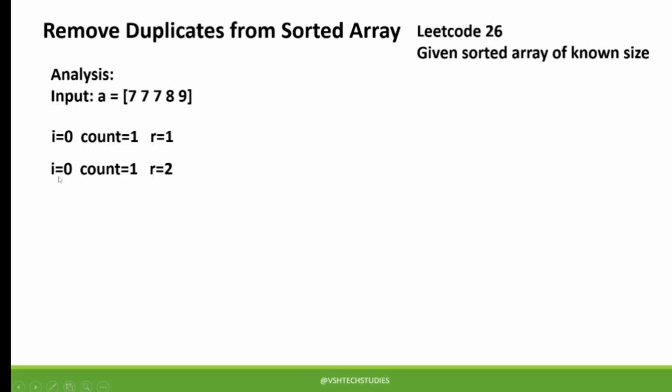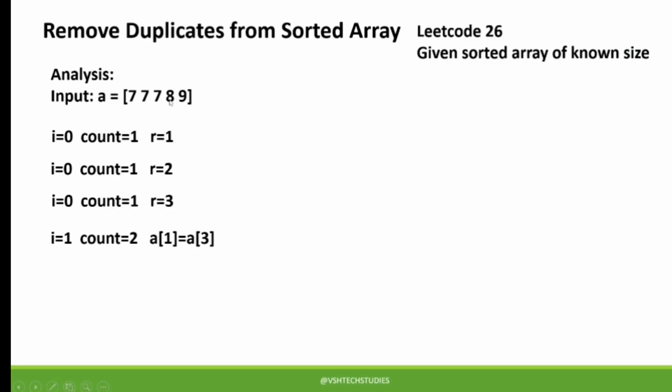I is 0. So count is 1. R is incremented. R was 1 here. Because these two are same, R is incremented. Again, these two are same, R is incremented. So R is made 3. Because these two are different, so now I is incremented. So I is made 1 from 0 to 1.